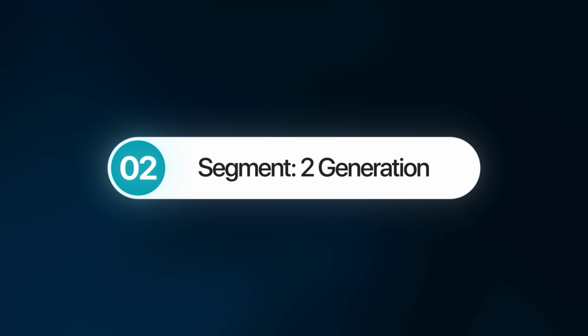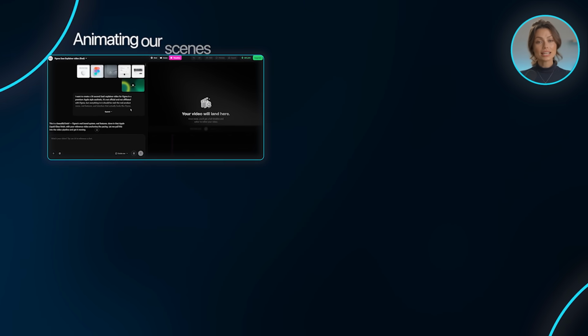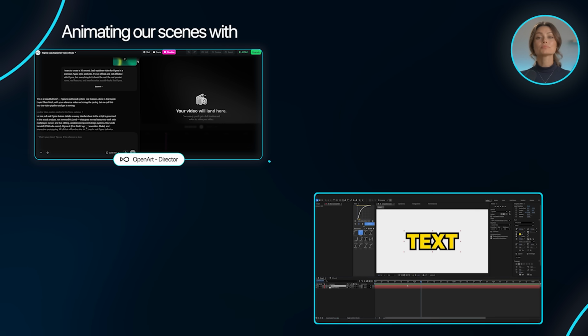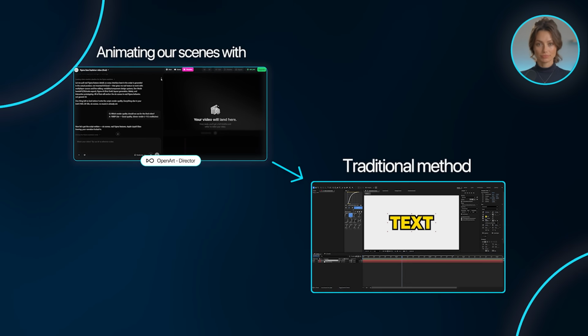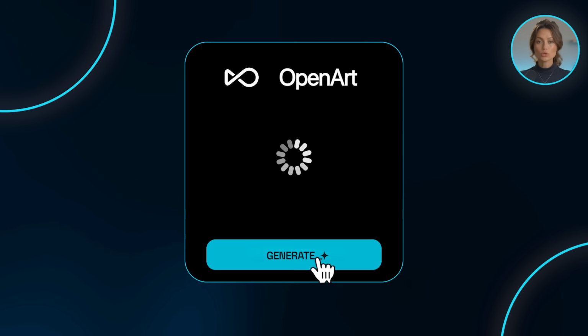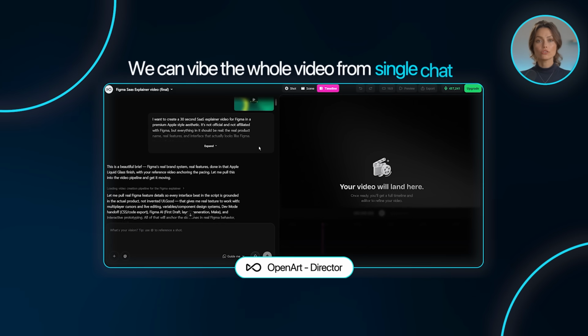But as useful as our references and our script can be, they're really just the foundation. Because at the end of the day, the quality of our entire video still comes down to how well we animate it. And animating our scenes with OpenArt Director works completely differently from the traditional method. Because instead of generating anything manually, we can just vibe direct the whole video from a single chat.